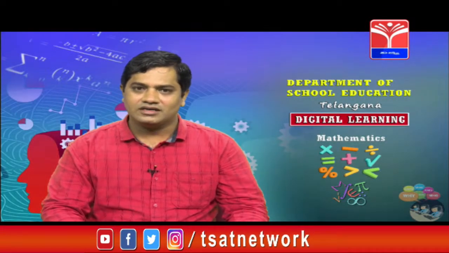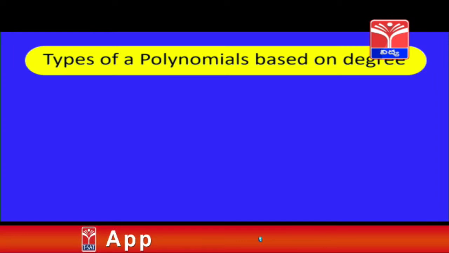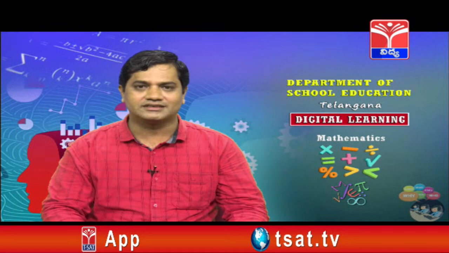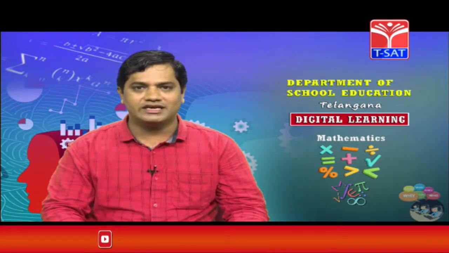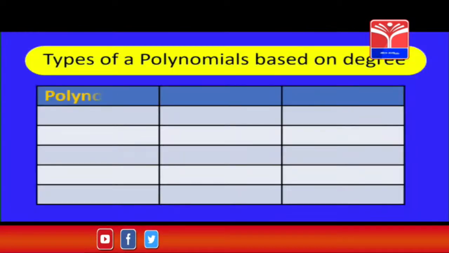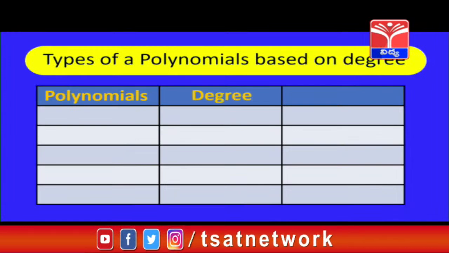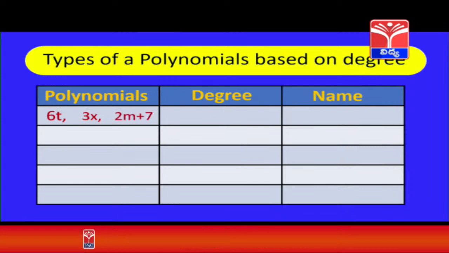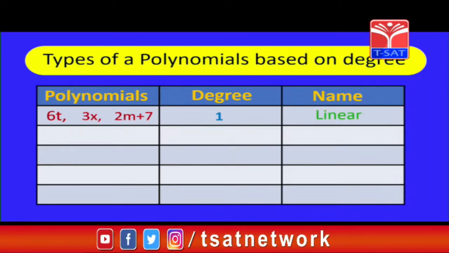Here, types of polynomials based on degree. We have observed here a lot of examples, various variables. Now with the help of the degree, we will have some names particularly for polynomials. Now try to read these polynomials. 6t, 3x, 2m plus 7. These all polynomials have degree 1. The polynomial whose degree is 1 is called a linear polynomial.